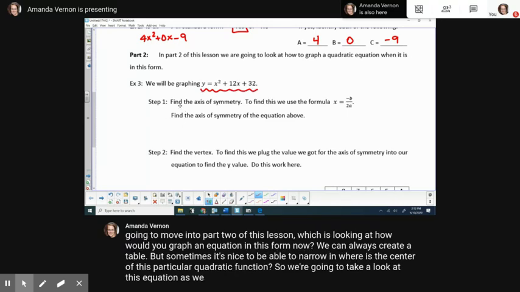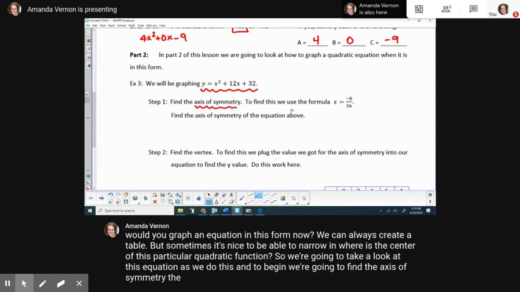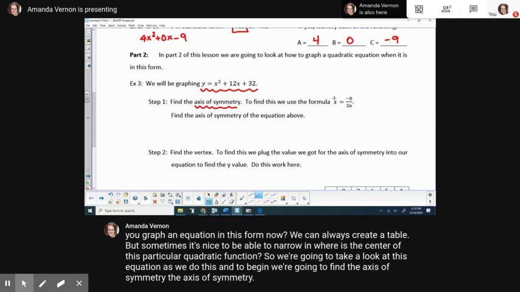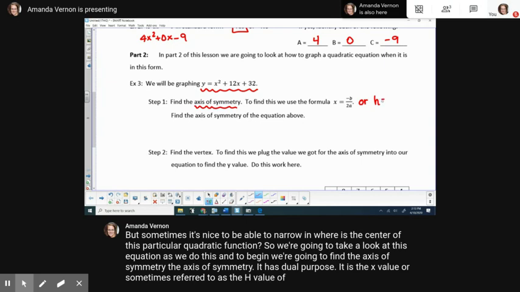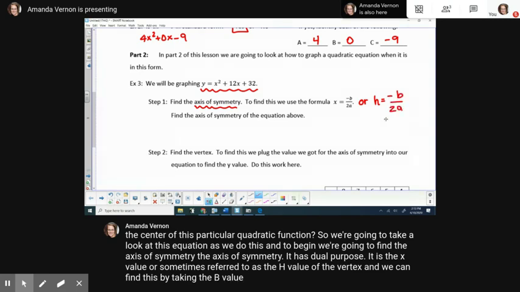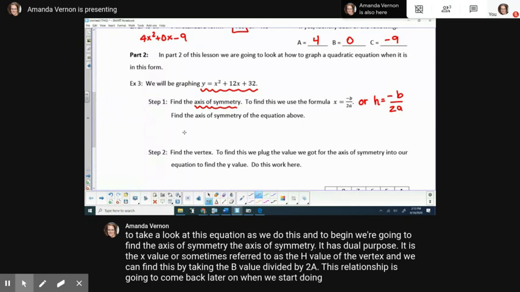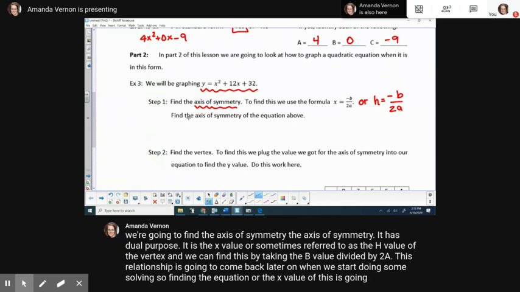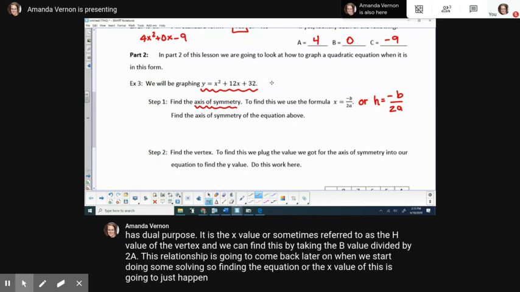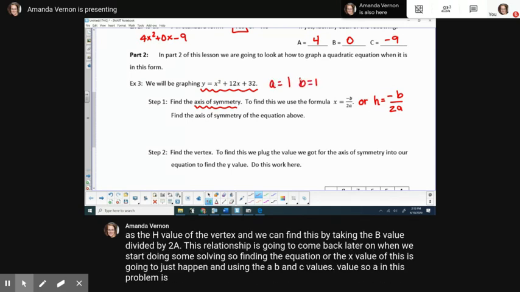To begin, we're going to find the axis of symmetry. The axis of symmetry has dual purpose. It is the x value, or sometimes referred to as the h value, of the vertex. And we can find this by taking negative b divided by 2a. This relationship is going to come back later on when we start doing some solving. So finding the x value is going to just happen using the a, b, and c values. So a in this problem is 1, b is 12, and c is 32.